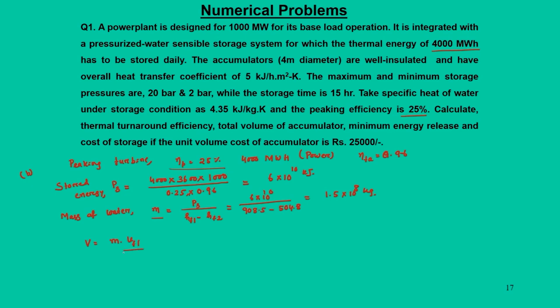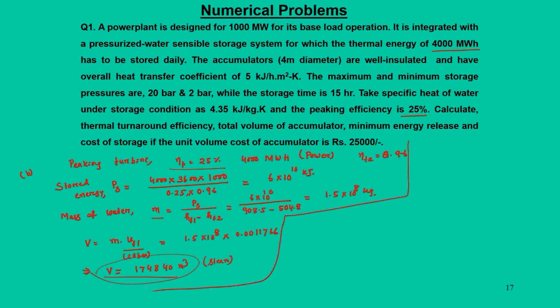That specific volume we talk about at 20 bar pressure. So, this we can say 1.5 into 10 to the power 8 into 0.0011766. So, total volume would be 174,840 meter cube. So, this is the volume of steam. So, the accumulator should have a minimum size of this range.